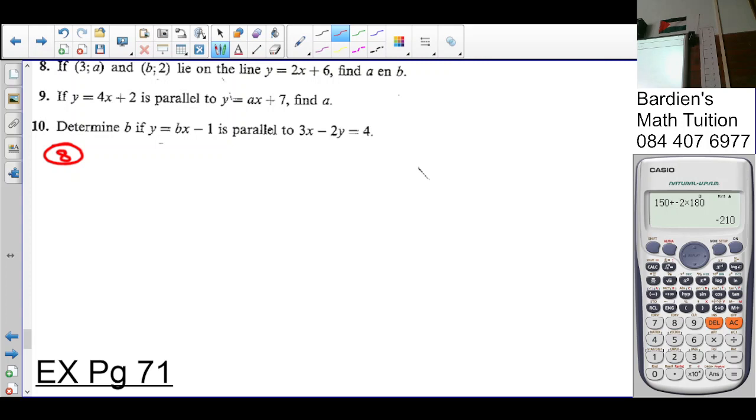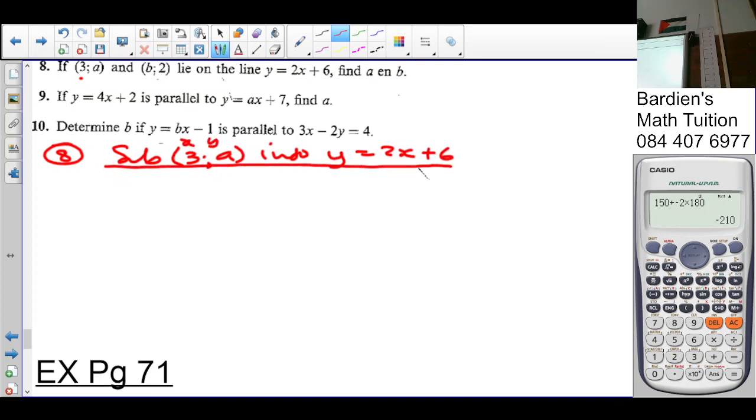Alright. Here we are told if (3, A) and (B, 2) lie on the line y is equal to 2x + 6, you must find A and B. So what we do is we substitute (3, A) into y equals 2x plus 6. So there's an x and a y. So we got A is equal to 2 times 3 plus 6. What's 2 times 3? 6. And 6 plus 6? 12. So A is 12. You see that, people?